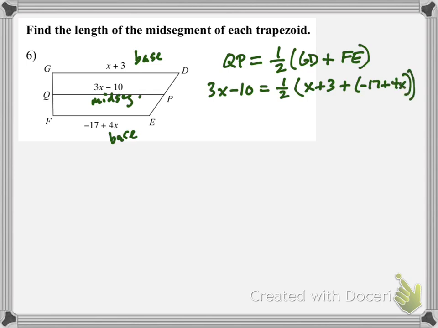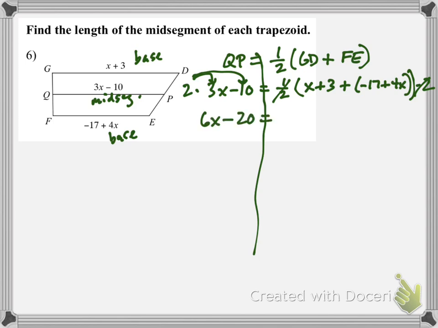Okay? First thing I'm going to do, times 2. Get rid of the 1/2. So I'm going to take this 2. Now I have to distribute it. So it's 6x minus 20. Okay? Now, let's talk about like terms. X plus 4x, 5x. Plus 3 minus 17 minus 14. Okay? Now, I got an x on both sides of the equal sign, so I have to move the smaller one over.